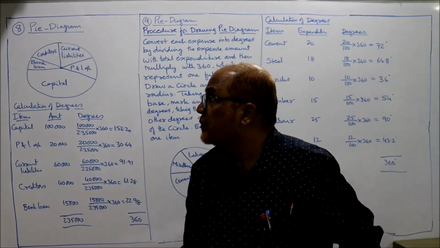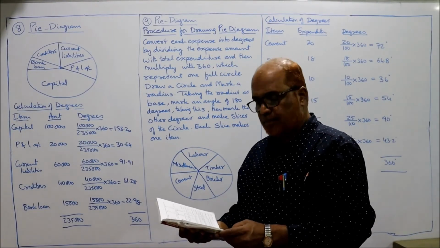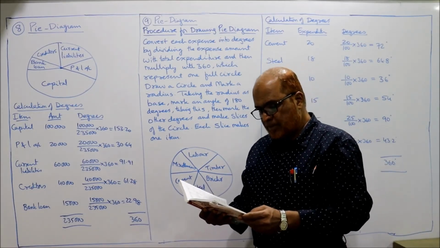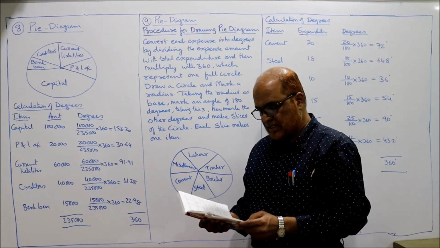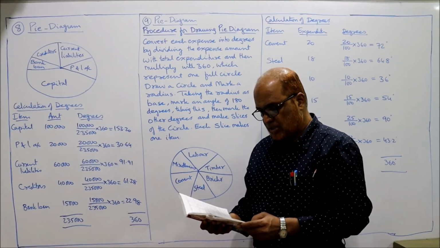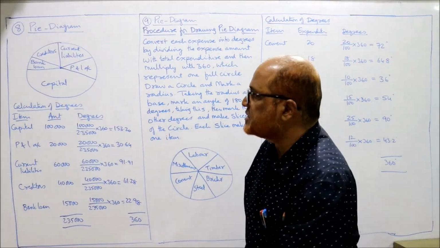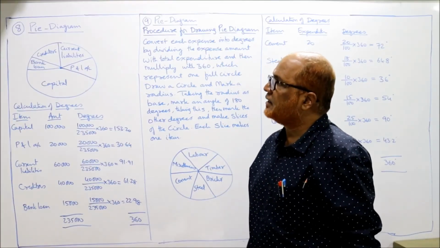Now see the eighth problem. Problem number 8. Draw a pie diagram by showing the following values. So capital 1 lakh, profit and loss account 20,000, current liability 60,000, creditors 40,000 and bank loan 15,000. So 5 items are given and these 5 items we have to represent in a pie diagram.